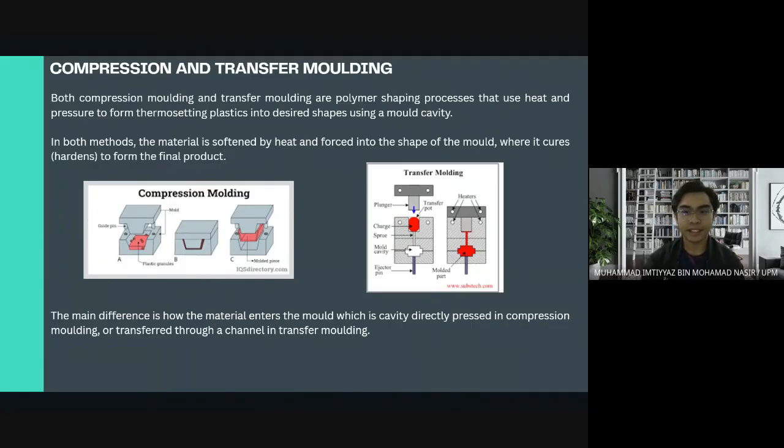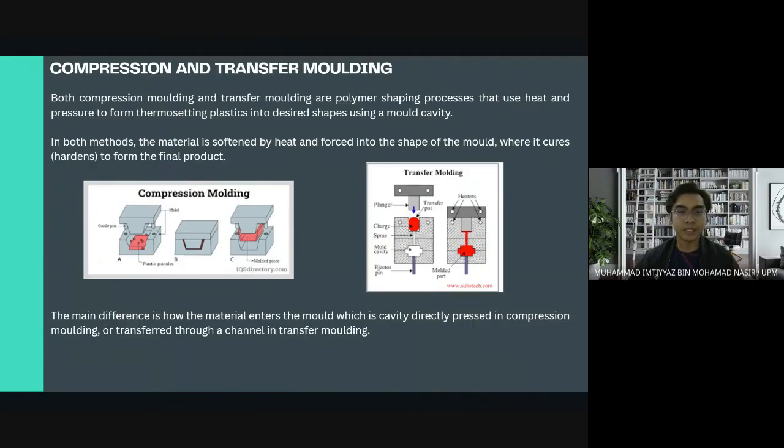So, first, what is compression and transfer molding? As Farhan already explained, both compression molding and transfer molding are polymer shaping process that use heat and pressure to form thermosetting plastic into desired shape using mold cavity. And in both methods, the material is softened by heat and forced into the shape of the mold, where it's cured, which is hardens to form the final product.